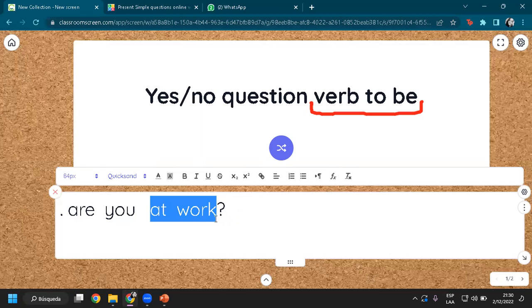¿Estás a dónde? En el trabajo. Exactly. ¿Estás en el trabajo? Are you at work? Right? ¿Cuál sería la respuesta? Are you at work? Yes, I am. Very good. Or no, I am not. Very good. Okay, let's see. Lily, pick someone, please.